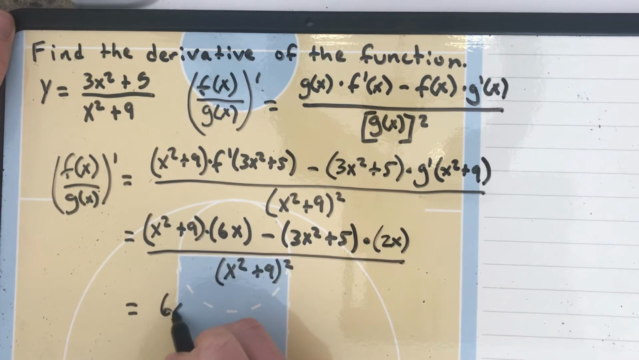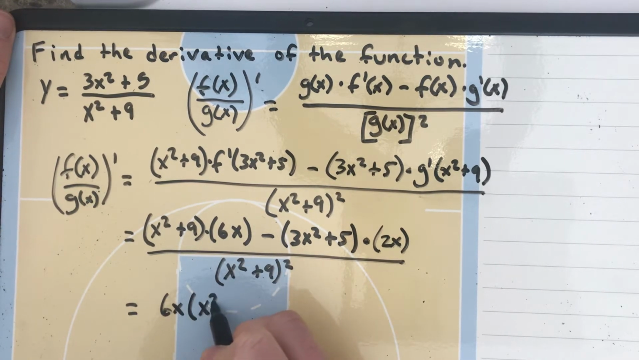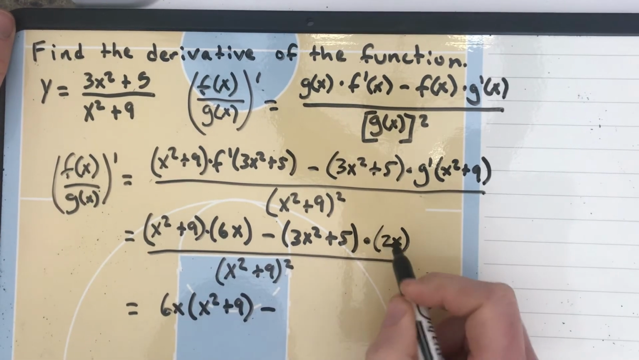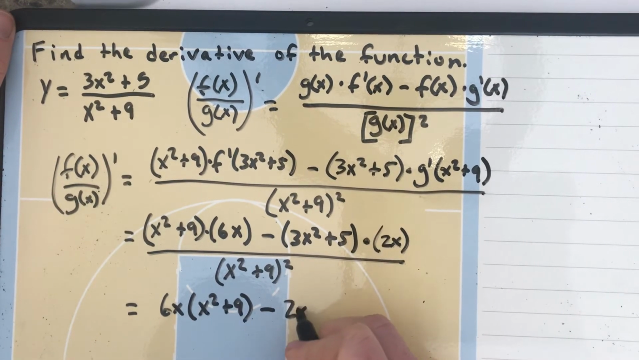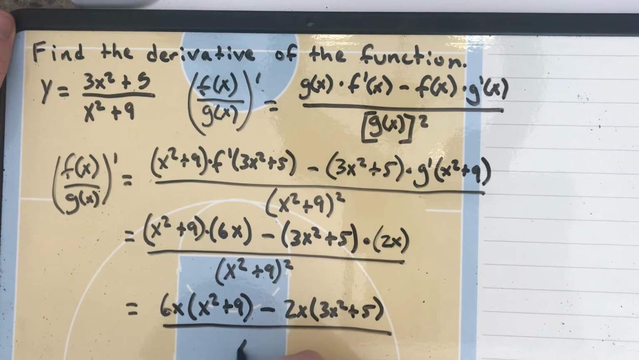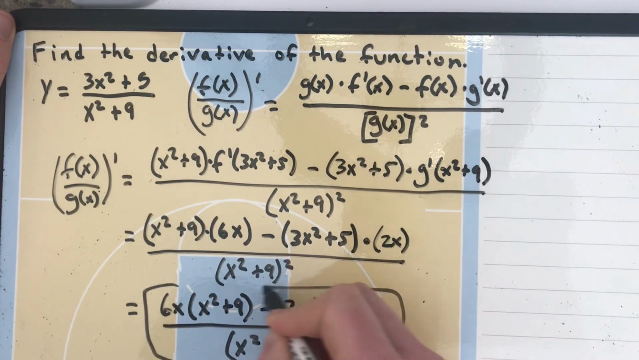So then all I have to do is rewrite this a little bit better. I'll write this as 6x times x squared plus 9, I just think this looks a little better. Minus the 2x, I'm going to pull that to the front, times 3x squared plus 5, and put that all over x squared plus 9 squared. So this is the derivative using the quotient rule.